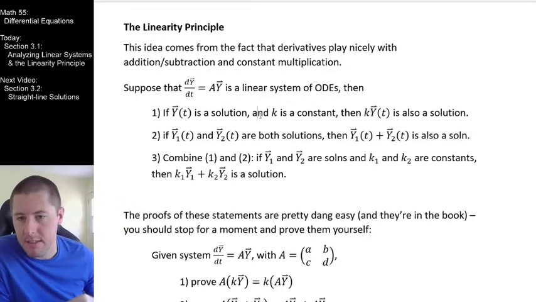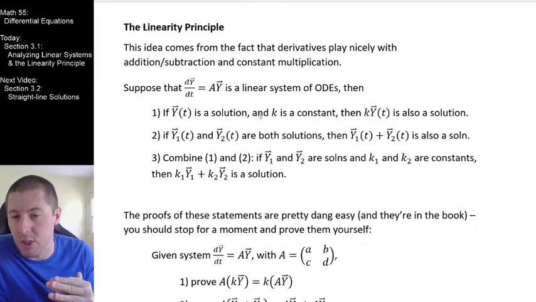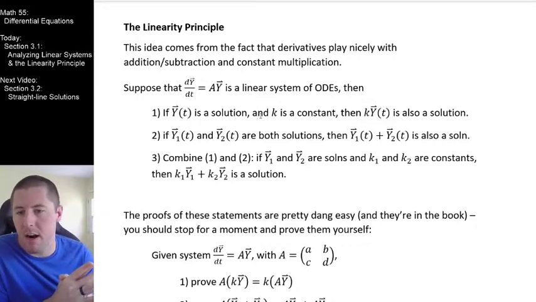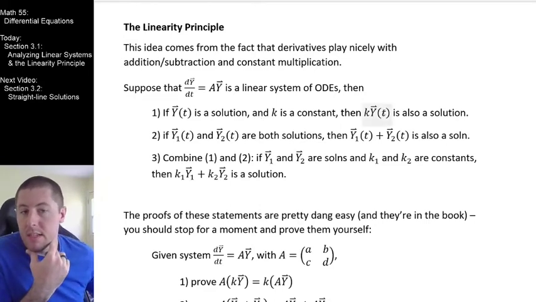We can multiply any solution that we found by a constant multiple. It does not affect whether that thing is a solution. It's still a solution if we've multiplied our solution by k. That's the first part of the linearity principle, which deals with our constant multiples. The next part deals with our addition and subtraction stuff that's out there, right?